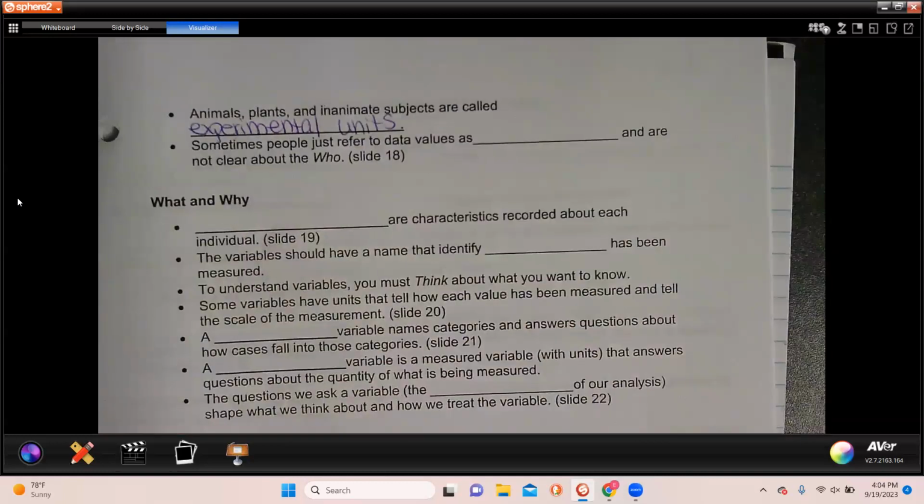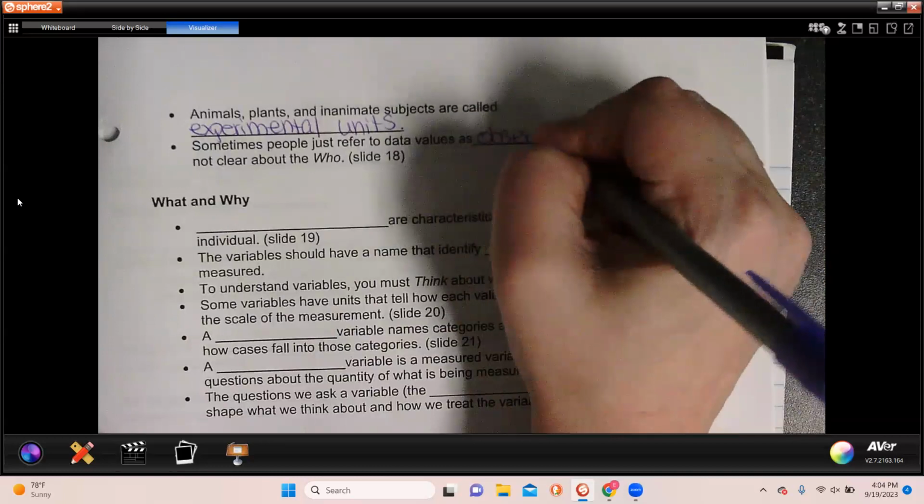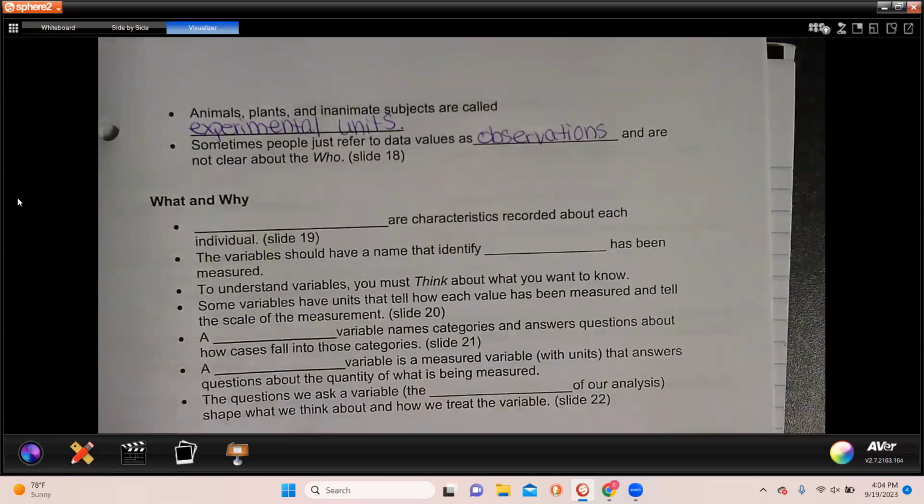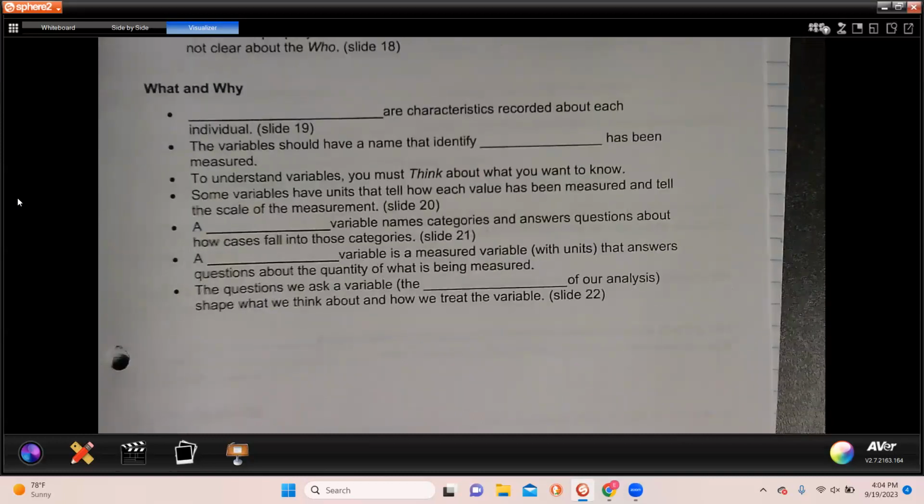Sometimes people just refer to data values as observations and are not clear about the who. Observations are usually when I'm just giving you a question to solve, like the mean, where I just give you a list of data. These are observations that I have taken, but you may not know where I observed them. That doesn't mean you can't do anything with the data. It just means you can't come to a very viable conclusion. So what and why, these are important.